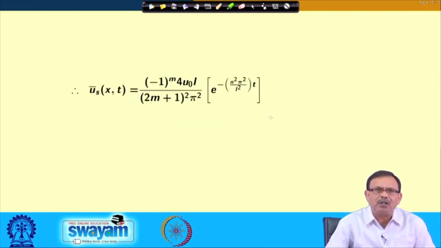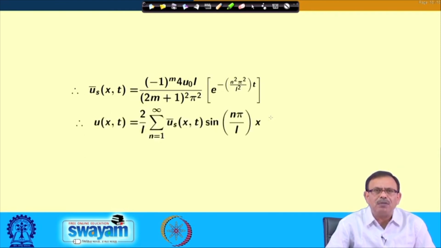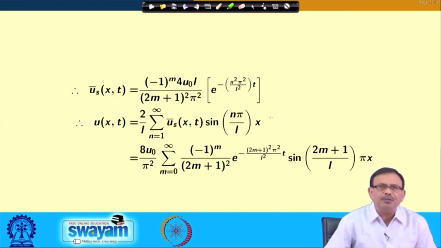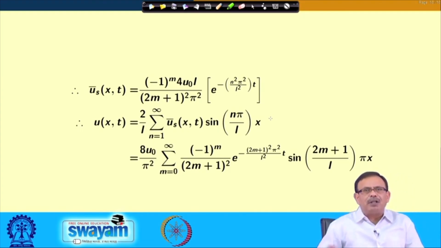So, that u bar s t I am writing this, and using the inverse Fourier sine transform from the definition, 2 by L summation n equals 1 to infinity u bar s t into sin n pi x by L. Substituting the value of u bar s t, I can obtain this particular value. So, like this way I am getting the solution.